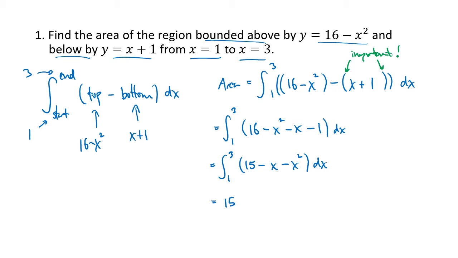When I integrate, I get 15x minus 1/2 x squared minus 1/3 x cubed. We've got to plug in 1, plug in 3, and subtract. And when we plug in 3 and plug in 1 and subtract, we end up with 52 over 3. So that's the area that we're looking for in this problem.